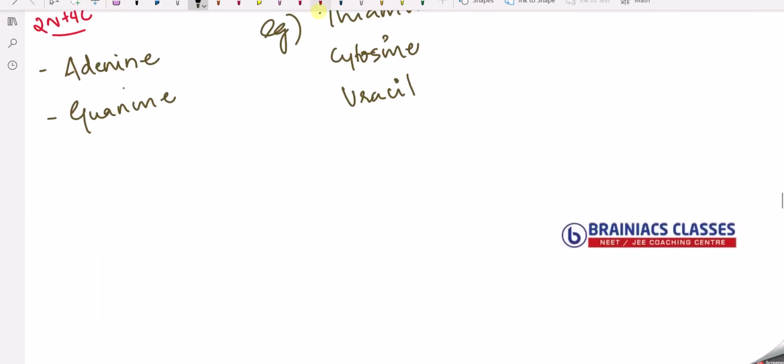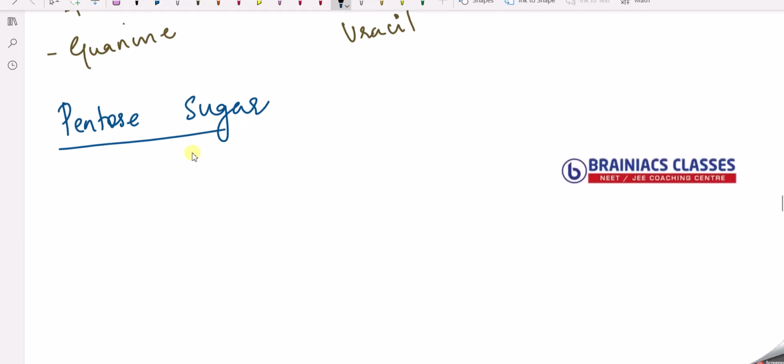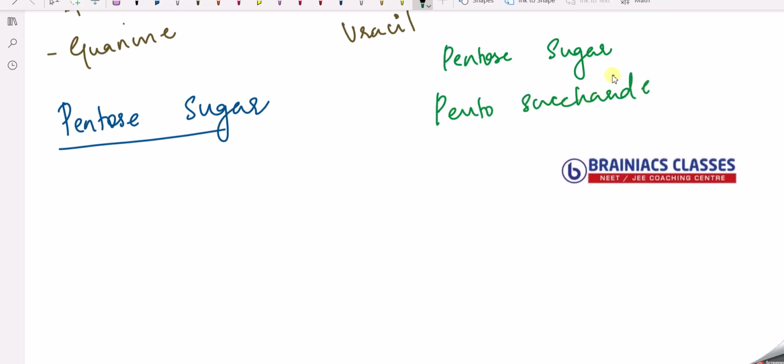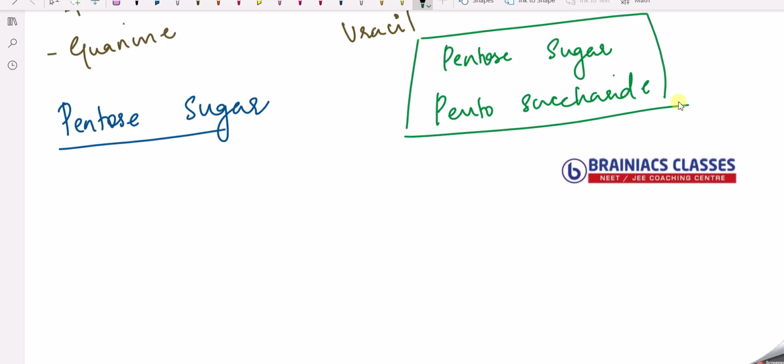Now we are moving on to the second group, that is the pentose sugar. What do you know about the pentose sugars? Before that, I usually get this type of question. What is the difference between pentose sugar and pentosaccharide? Anyone?